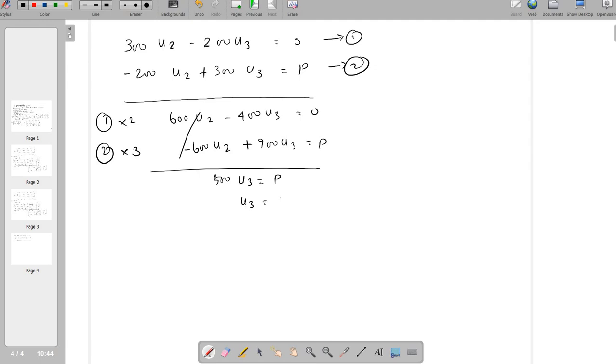U3 equal to 3P by 500, since we multiplied by 3. If you substitute the value of P, that is 3 into 500 by 500, the displacement is 3 mm. Now substitute the value of U3 in the first equation: 300 U2 minus 200 into 3P by 500.